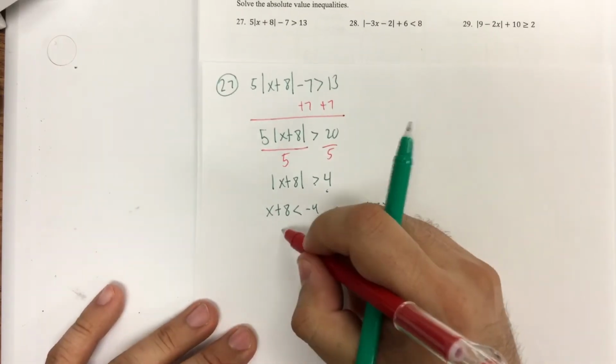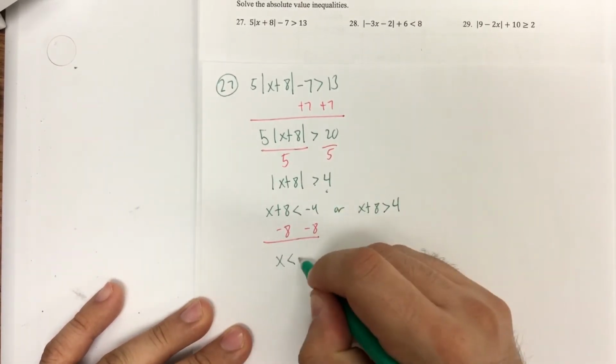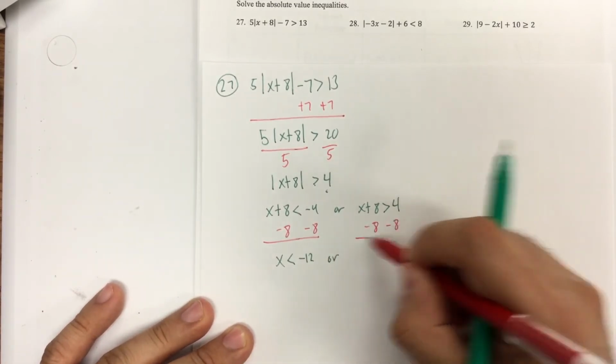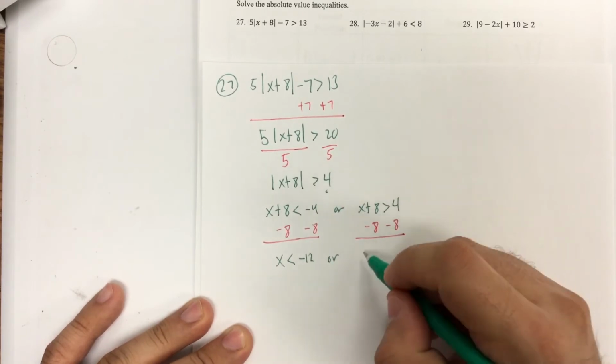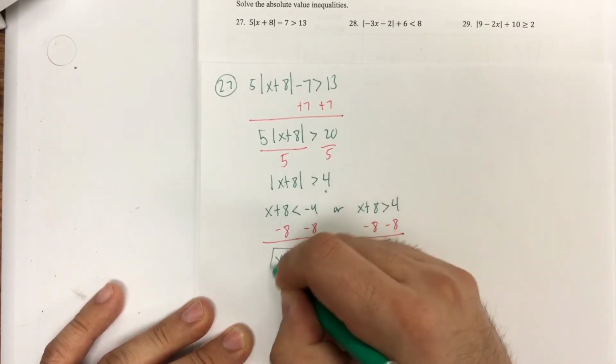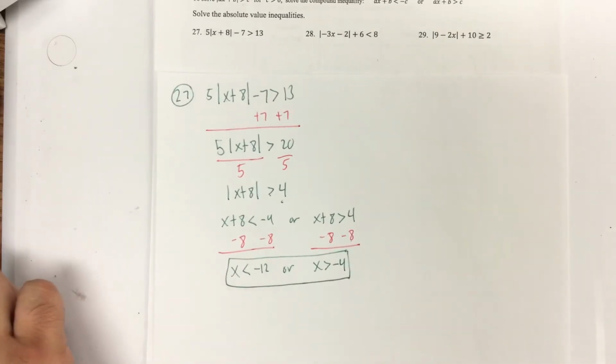To work this out, we're going to subtract 8 from both sides. So x is less than negative 12. Or the other one, it's pretty much the same workout. Subtract 8 from both sides, and x is greater than 4 minus 8, which is negative 4. Okay, let's take a look at number 28 now.